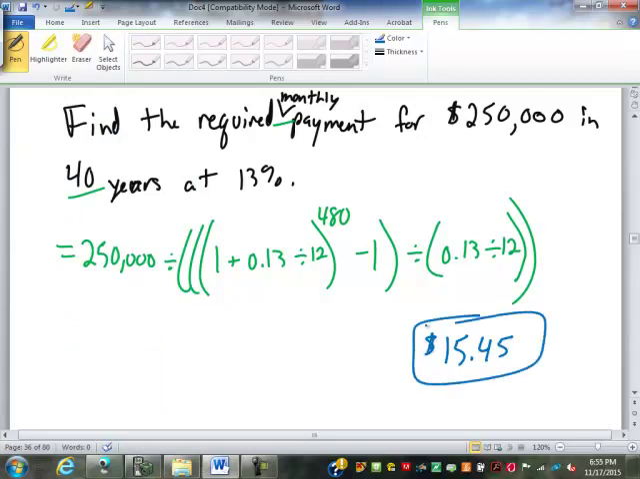Now I realize 13% is a pretty good interest rate, but 11 or 12% is not impossible. If you have 40 years, so those of you in your 20s looking at 40 years to retirement, 15 or 20, 15, 20, 30 bucks a month isn't that much, and that is a significant contribution into your retirement.